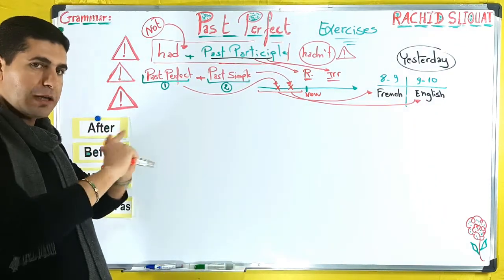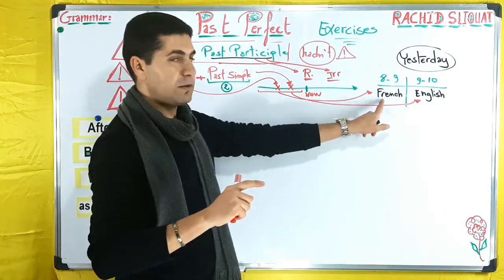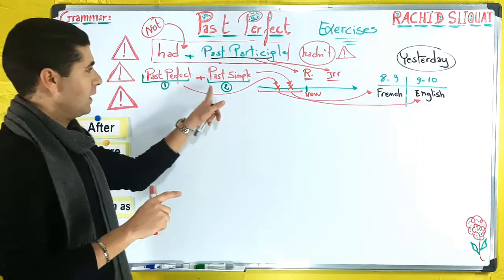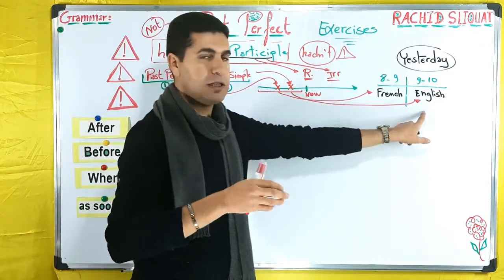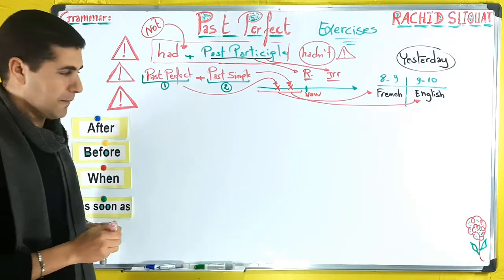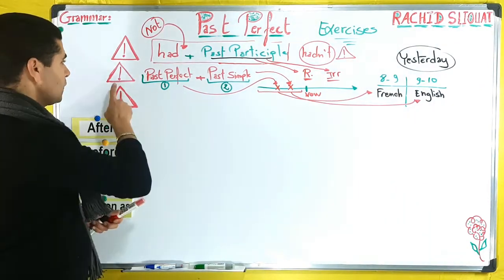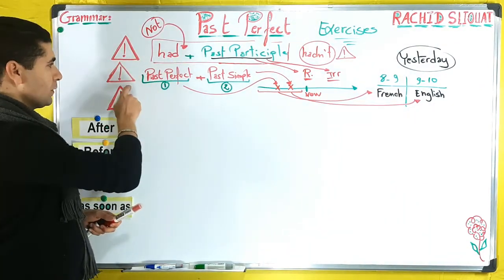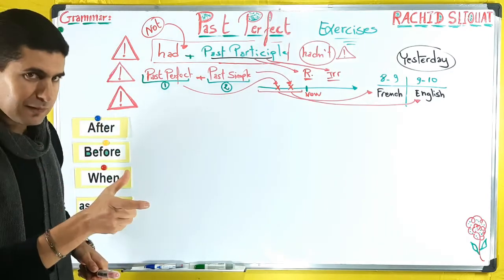So if you want to make it in one sentence, we can use studying French with the past perfect, and action number 2, studied English in past simple, okay? All right, so this is number 2. Number 1, the form. Number 2, past perfect is always with the past simple.